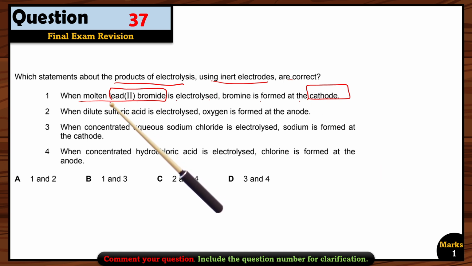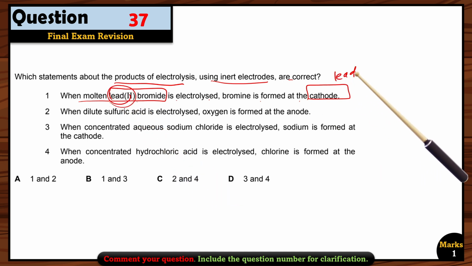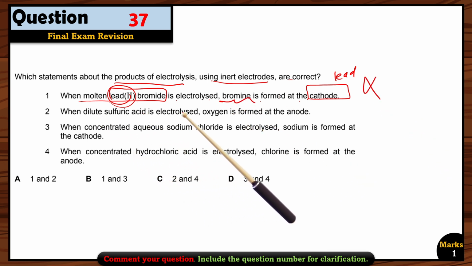So positive ions will come here. Of course, lead is a metal, so lead will move towards the cathode. Bromine is not the option, so that's right. That's wrong. When dilute sulfuric acid is electrolyzed, oxygen is formed at the anode.